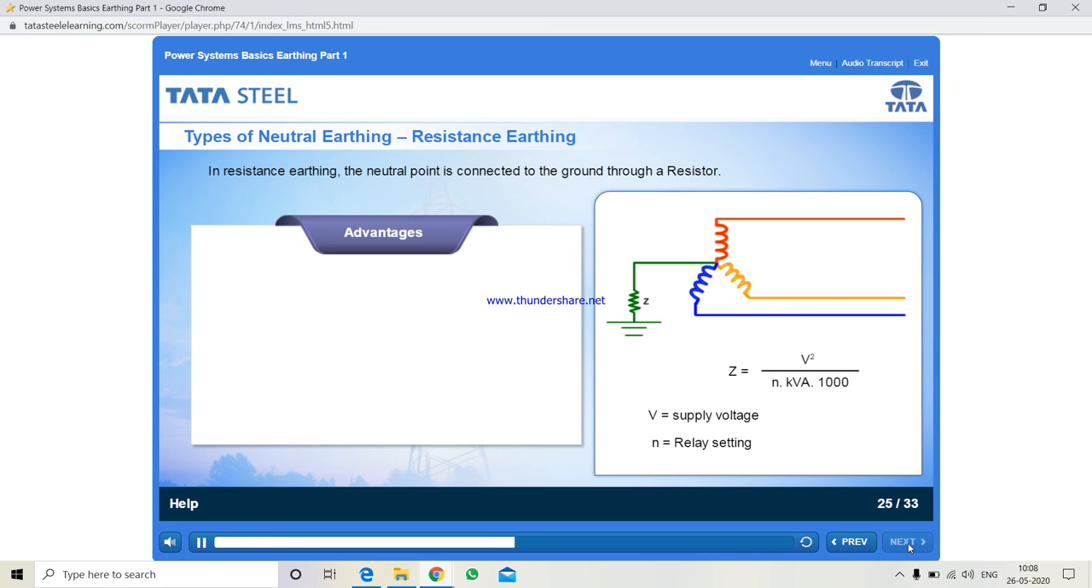In resistance earthing, fault current is reduced. This type of system requires a low rupturing capacity breaker. Let us take a look at the disadvantages now.